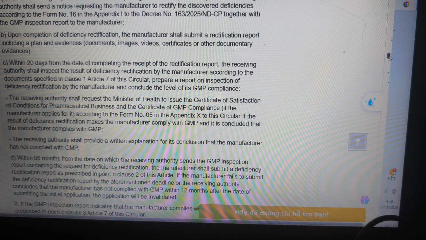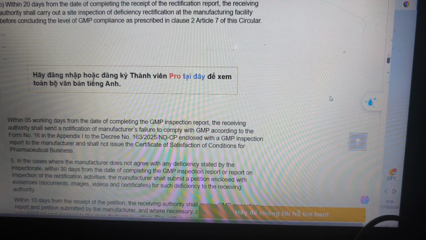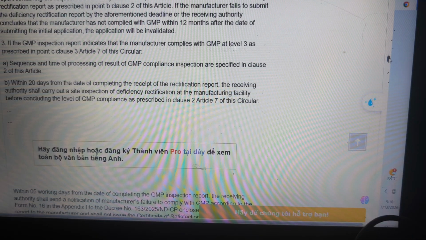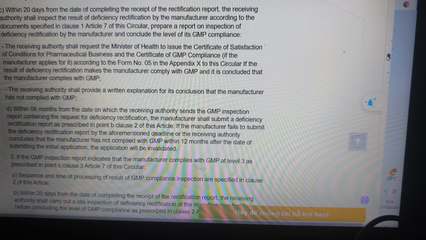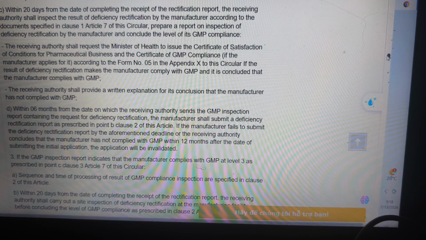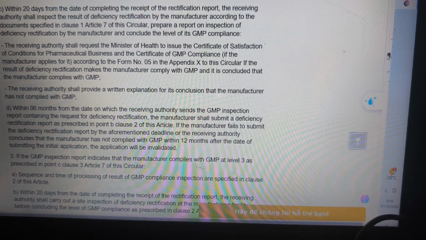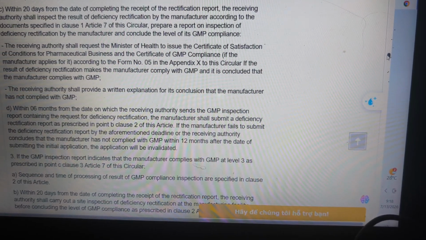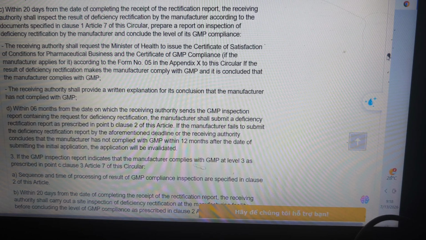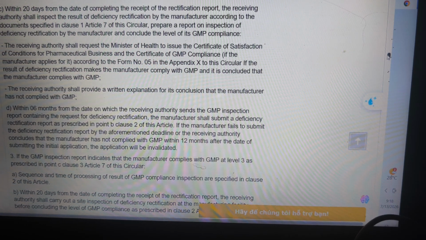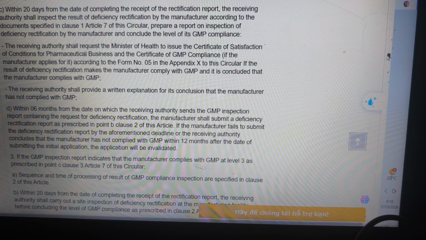If the manufacturers fail to submit the deficiency rectification report by the aforementioned deadline, the receiving authority concludes that the manufacturer has not complied with the GMP within 12 months after the date of submitting the initial application. The application will be invalidated.